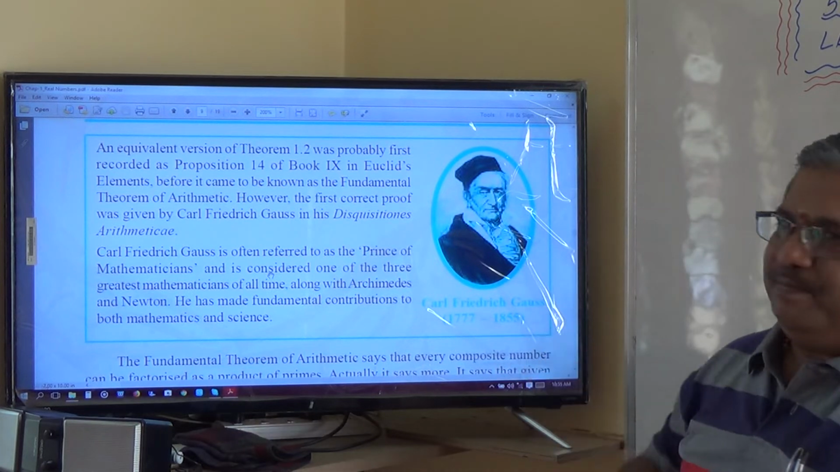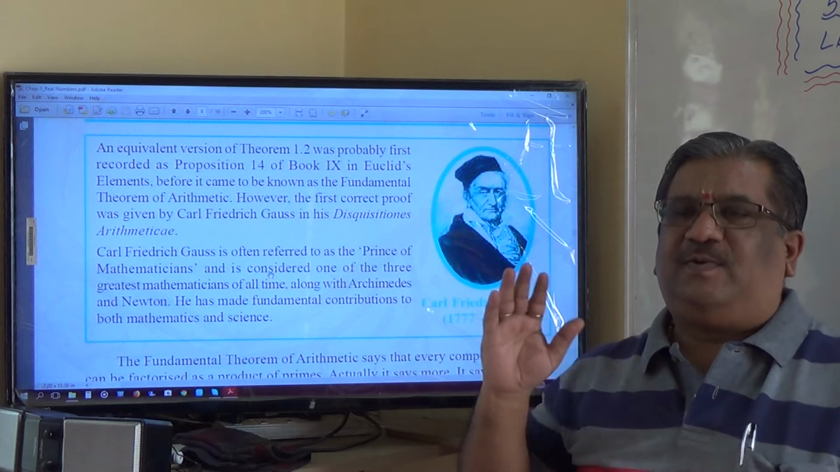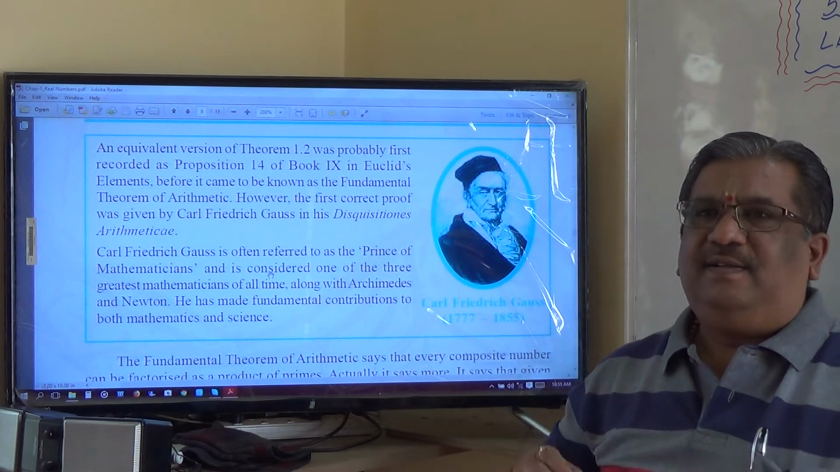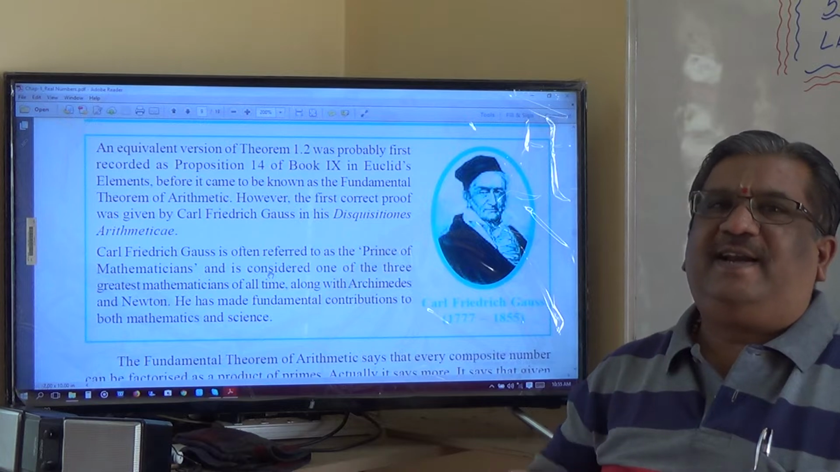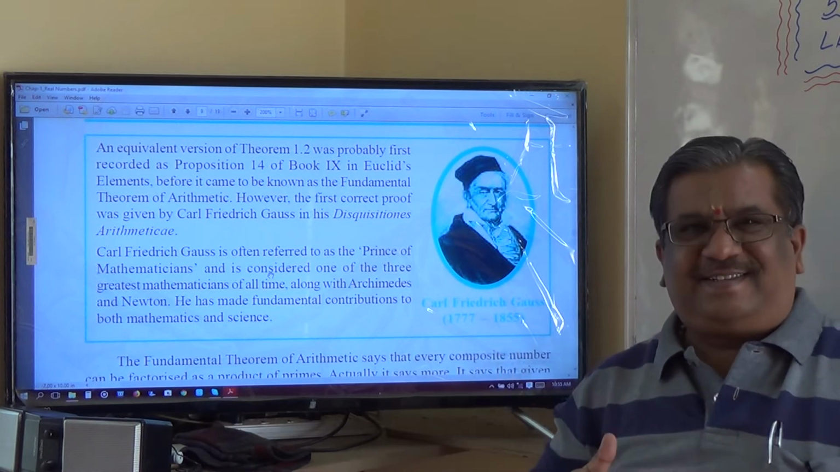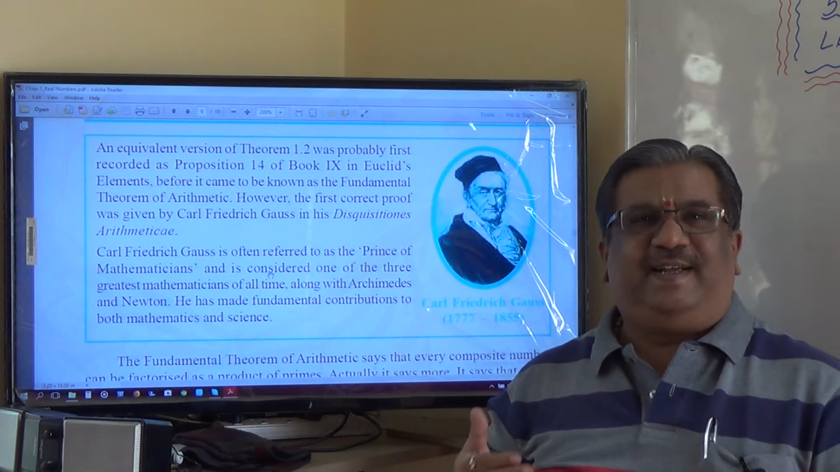Why did I refer to him? When he was 10 years old, a question was asked to him to find the sum of first 100 natural numbers. And how did he solve? Let us understand and then derive the equation for sum of first n terms.